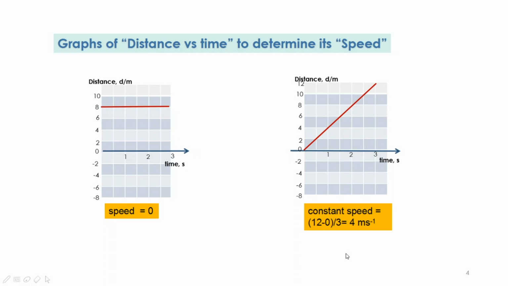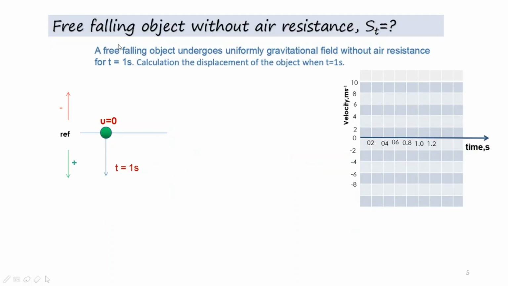Free-falling object without air resistance: find the displacement at time t. Example: a free-falling object undergoes a uniform gravitational field without air resistance for t equal to 1 second. Calculate the displacement of the object when time equal to 1 second. Since this is a vector question, we have to set a reference point. We assume that upward is negative, downward is positive, hence the acceleration a should be equal to positive g.